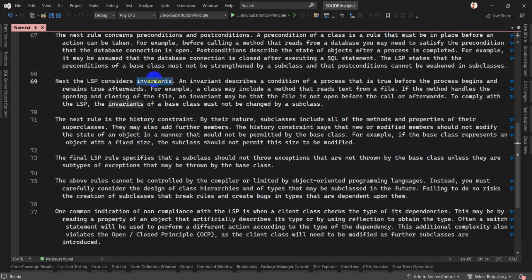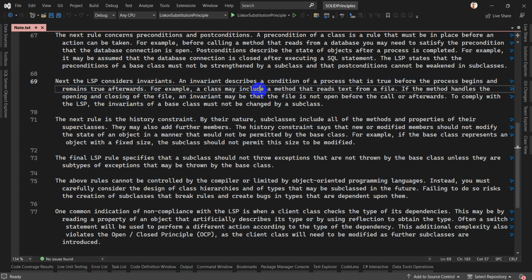The next rule is about invariants. Now, invariants are rules or conditions that must always be true. So if, for example, a class has a condition that should always be true before starting a certain operation and after that operation is complete, that is called an invariant. So an invariant describes a condition of a process that is true before the process begins and remains true afterwards.